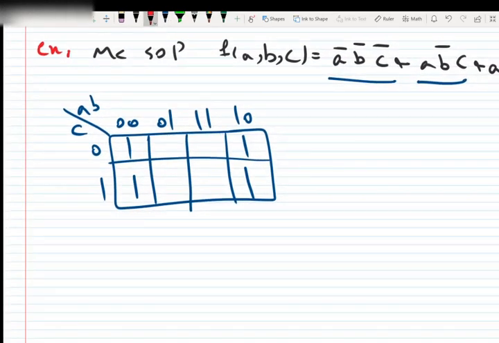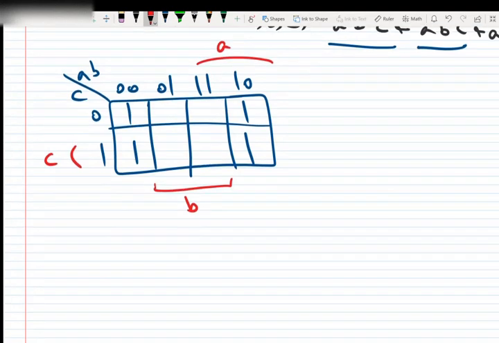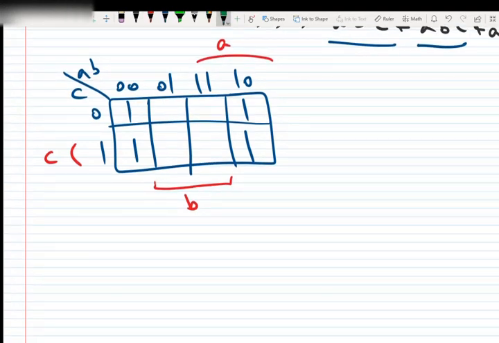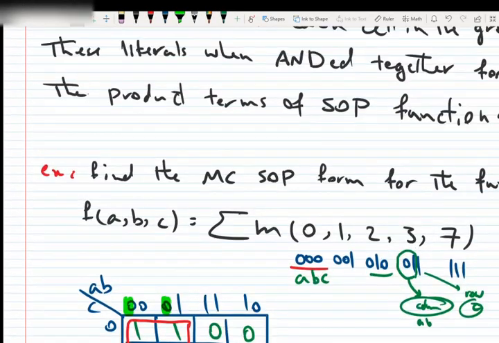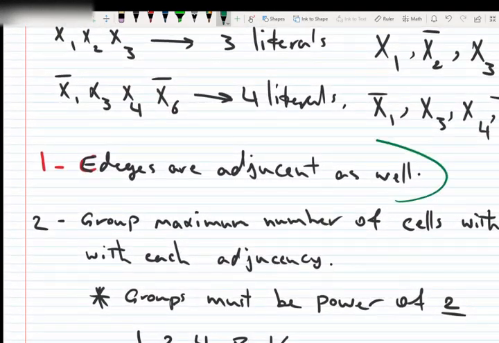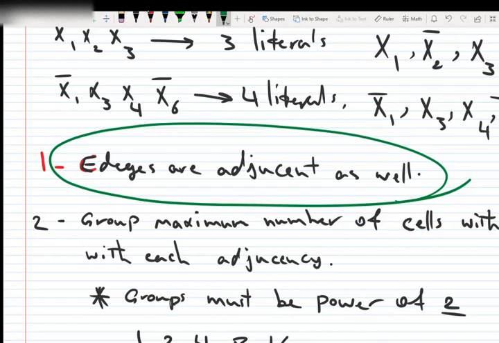Again, I said that the middle part is B, the second row is C, and the last two columns are A. Okay, let's see what we have here. We can say, okay, let's group these two together, these two together. Is there a best solution? We can say, well, we have two groups because we cannot group them in this way, but it is not the answer because, based on the rules I said, edges are adjacent as well.